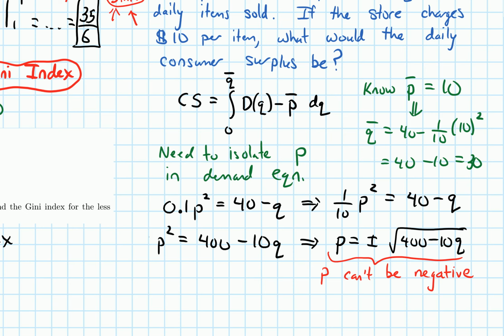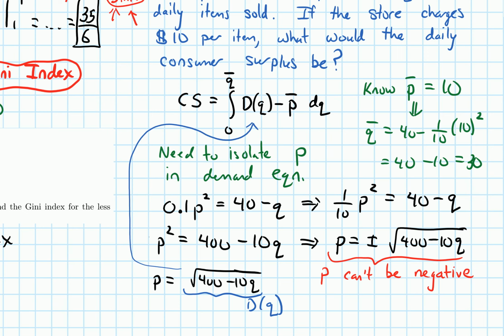Ooh, whoops. Okay, sorry about that. Yeah, it would just be weird for the business to be charging a negative quantity. That would be like the business is paying people to take this away, which is unrealistic. So I'm going to ignore that possibility. So we just have P equals the positive square root of 400 minus 10Q, and that is my demand in terms of Q. That is my d of Q function. So we're ready to take that and plug it in for d of Q in the integral.